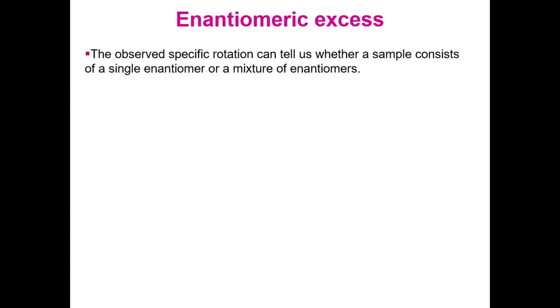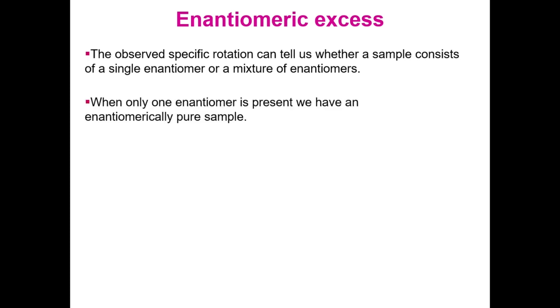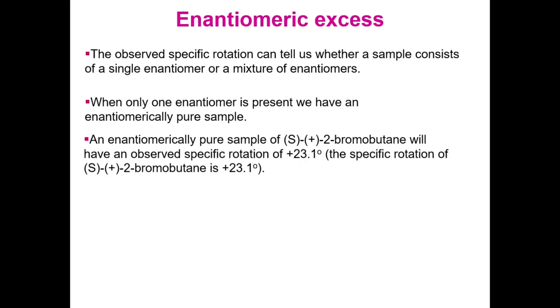Now, enantiomeric excess is when you have more of one enantiomer than the other. The observed specific rotation can tell us whether a sample consists of a single enantiomer or a mixture of enantiomers. When only one enantiomer is present, we have an enantiomerically pure sample. An enantiomerically pure sample of S-(+)-2-bromobutane will have an observed specific rotation of +23.1 degrees.